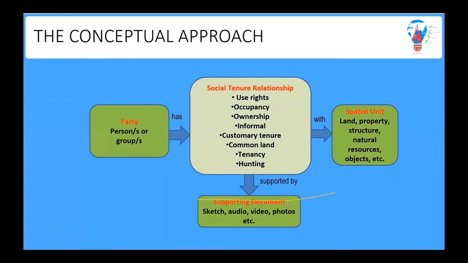So it doesn't have to be the legally binding that's acceptable at the national level. It can be what's acceptable at the customary level, informal settlement, the way people perceive their relationship to land. That could be access, use, hunting rights, grazing, all that. It could be, I would say, social perception rather than the legal way of looking at things. And so the spatial unit is also very flexible. You can consider it as a land property, a structure, a natural resource, a forest, or a lake.